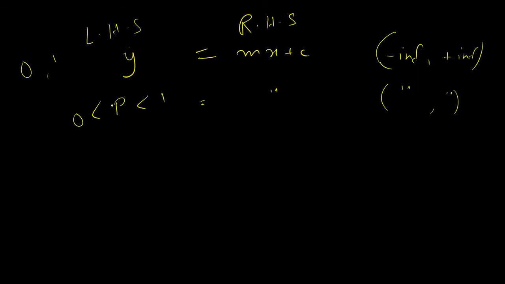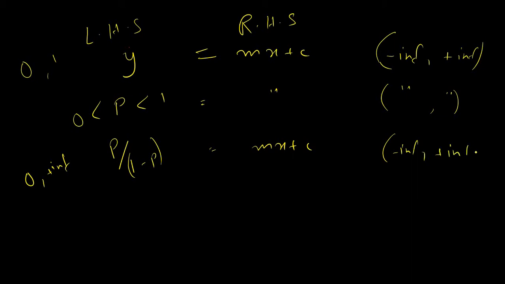Then in the third step, instead of the probability we go for the odds: p by 1 minus p is equal to mx plus c. The range of p by 1 minus p will be from 0 to plus infinity, and my right hand side range will be minus infinity to plus infinity. Still it's not matching.